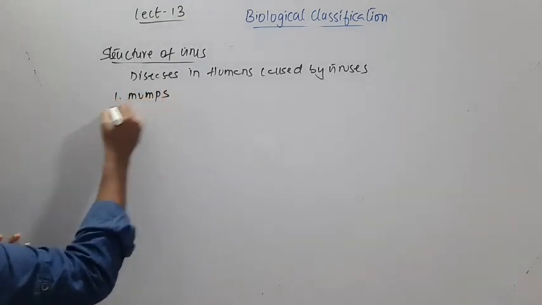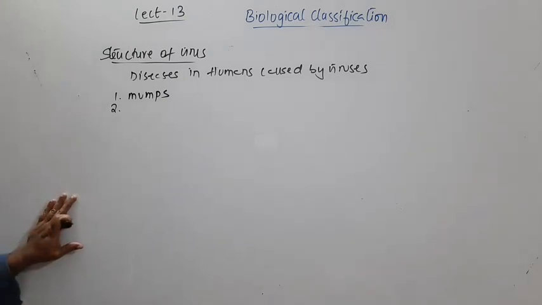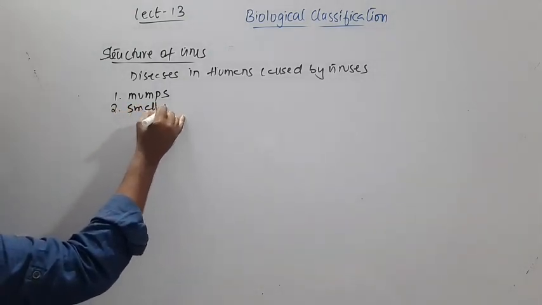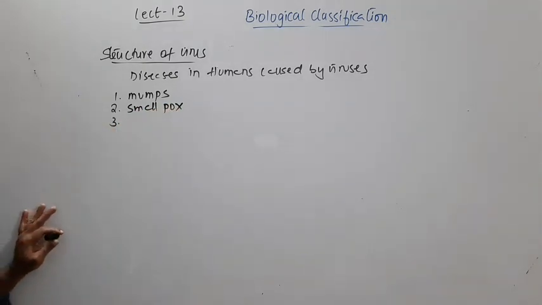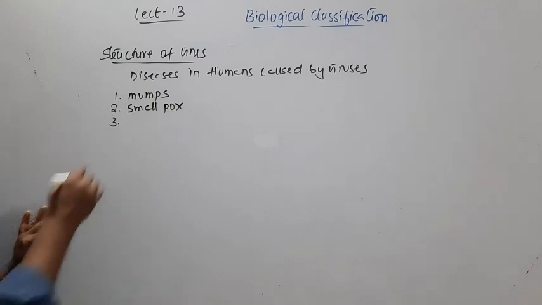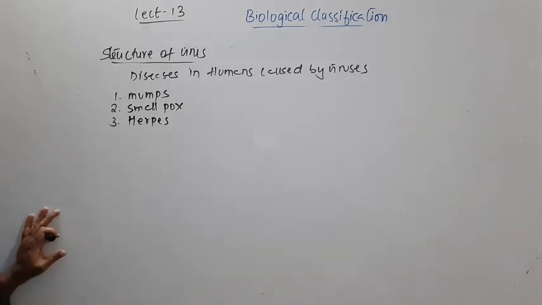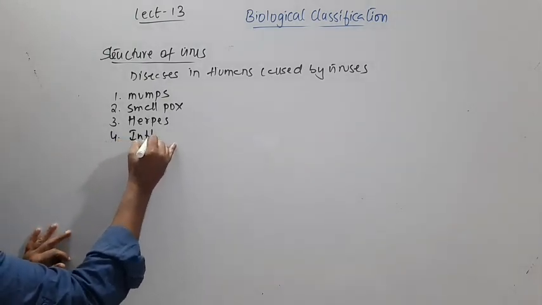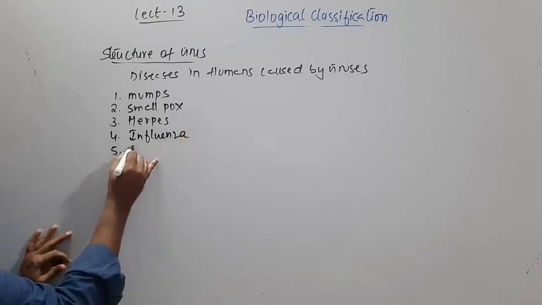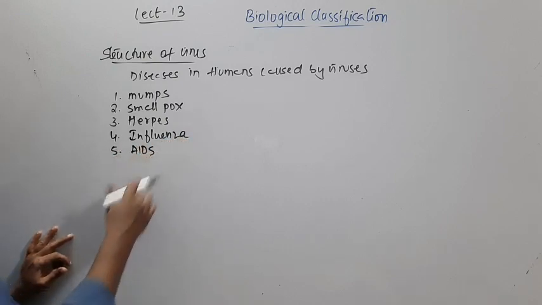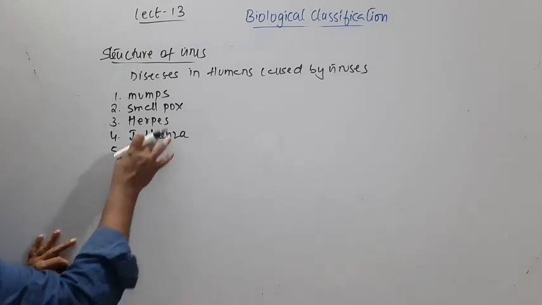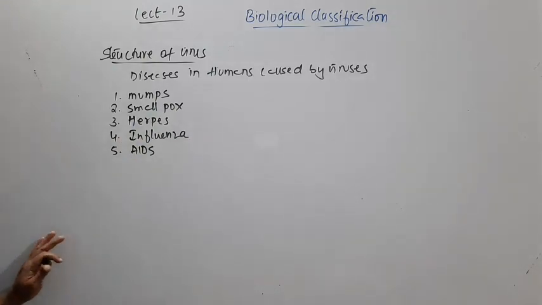mumps. So it causes a disease called mumps. Then they also cause smallpox, which is another disease. Then they also cause herpes, which is a sexually transmitted disease. And then another disease like influenza, and then AIDS, which is also a sexually transmitted disease. So AIDS and herpes, these two are sexually transmitted diseases. So these are some names of diseases that are actually caused by viruses in humans.